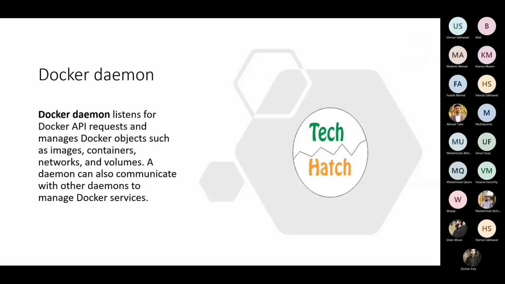As we just discussed the Docker daemon, what is the Docker daemon actually? The Docker daemon listens for Docker API requests and manages Docker objects such as images, containers, networks, and volumes. A Docker daemon can also communicate with other daemons to manage Docker services. For example, if you want your Docker daemon to communicate with some other Docker daemon in order to share some services or manage some resources, you can also do that.